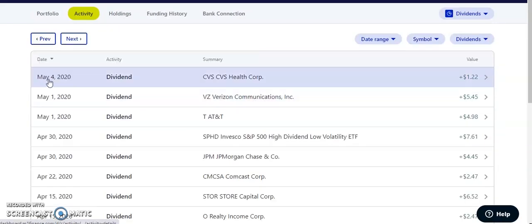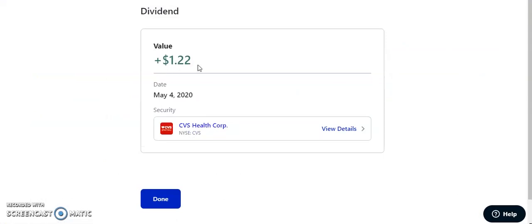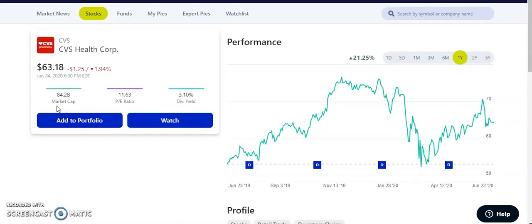After that, on May 4th, 2020, we have CVS. So CVS paid us $1.22. And if we take a look right here, they have a market cap of $84.2 billion. They pay a dividend of 3.1%. Their dividend is a quarterly paying dividend, so every quarter, they're going to pay out that dividend of 50 cents.